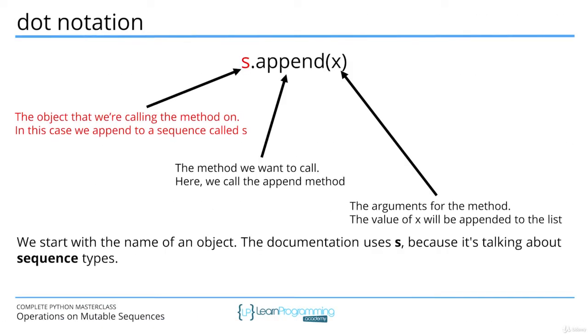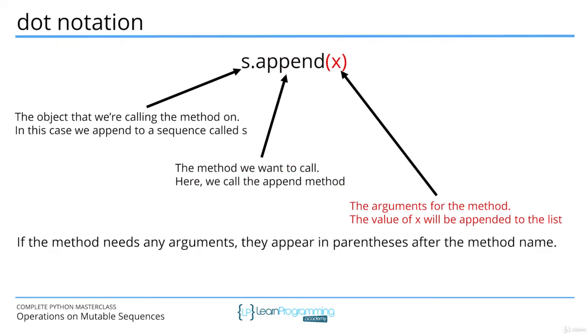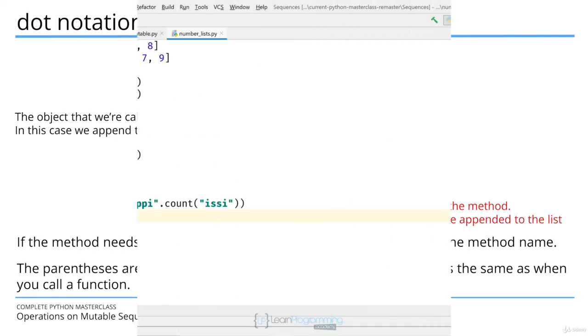So we start with the name of an object. The documentation uses S because it's talking about sequence types. After the dot, we have the name of the method that we want to call, in this case append. If the method needs any arguments, they appear in parentheses after the method name. The parentheses are still needed even if there are no arguments. That's the same as when you call a function. Alright, so back to the code now.